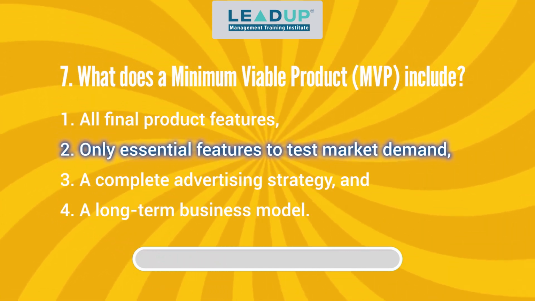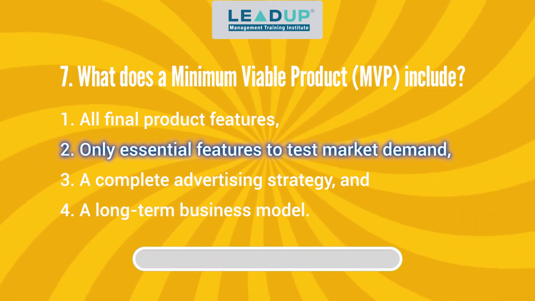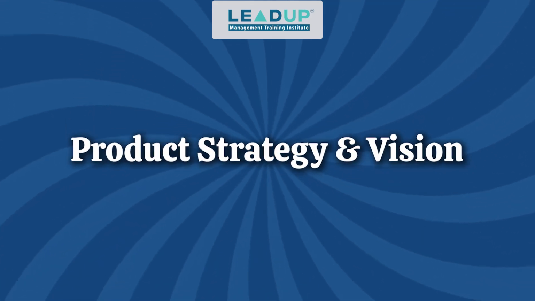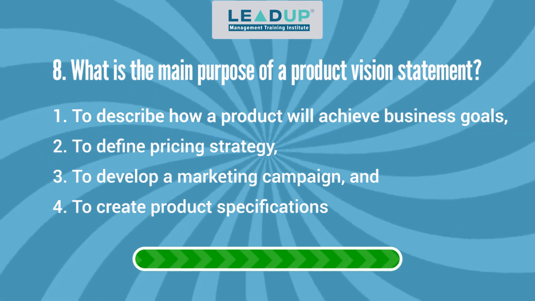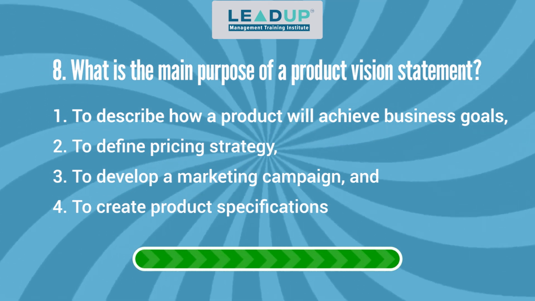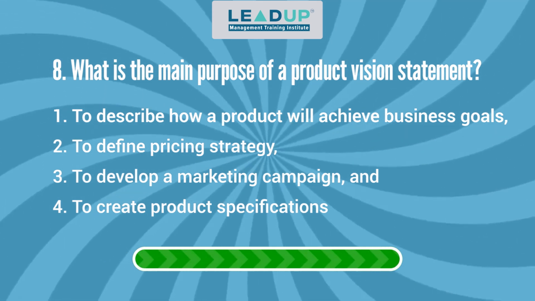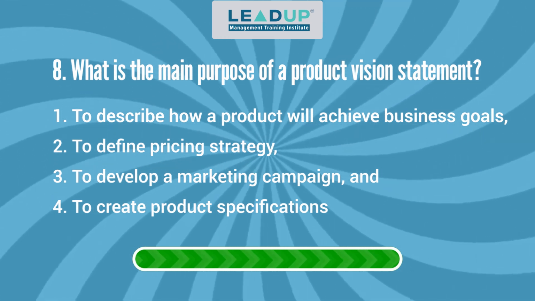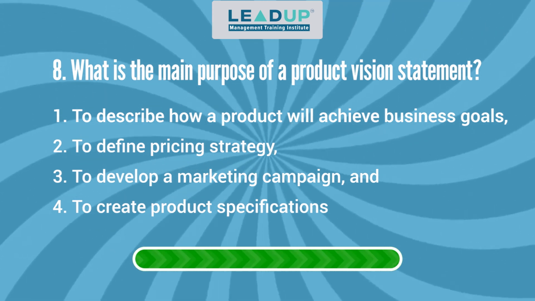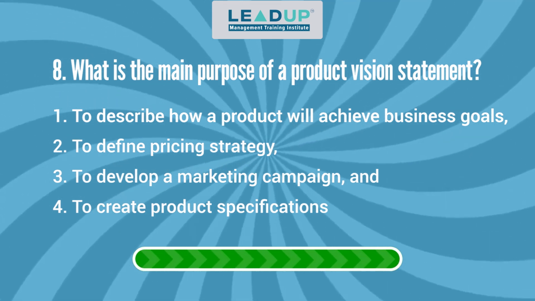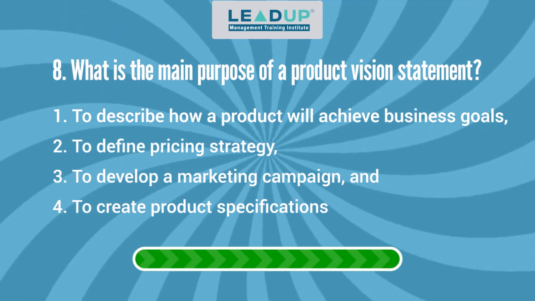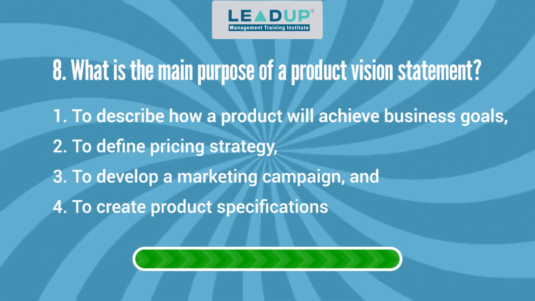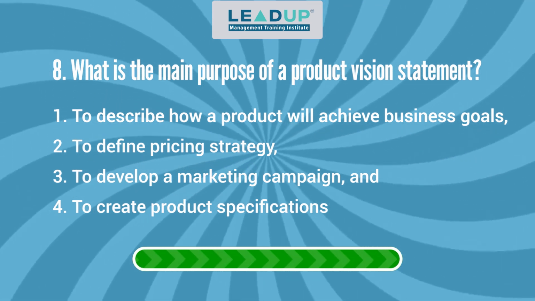Answer: only essential features to test market demand. Product strategy and vision. 8. What is the main purpose of a product vision statement? 1. To describe how a product will achieve business goals. 2. To define pricing strategy. 3. To develop a marketing campaign. And 4. To create product specifications.